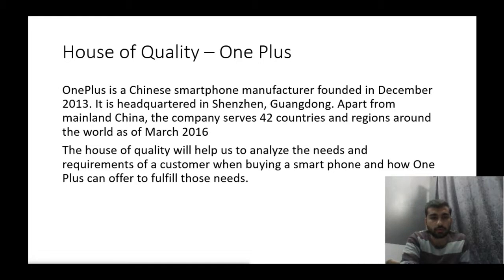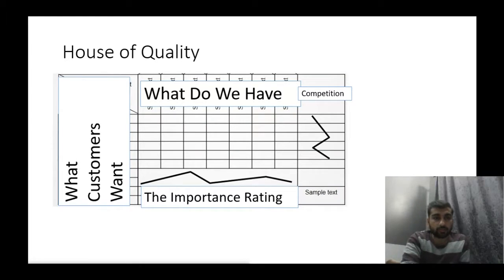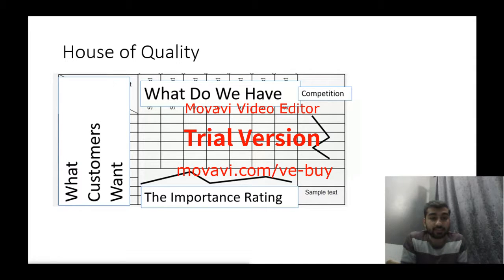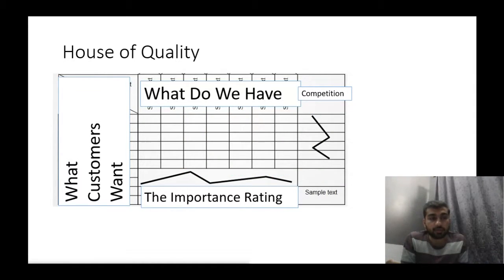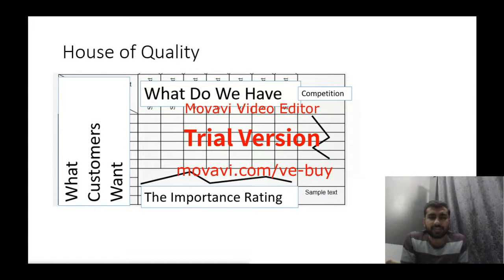Okay, so moving on, we'll be looking at what a house of quality matrix shows. First of all, it shows what customers want. So basically, the company identifies what are the basic necessities or the basic needs a customer has when they're buying a product. For example, if you want to buy a chocolate cookie or a chocolate bar, what you look for is taste, quality, sweetness, probably texture. So that's how you go about it.